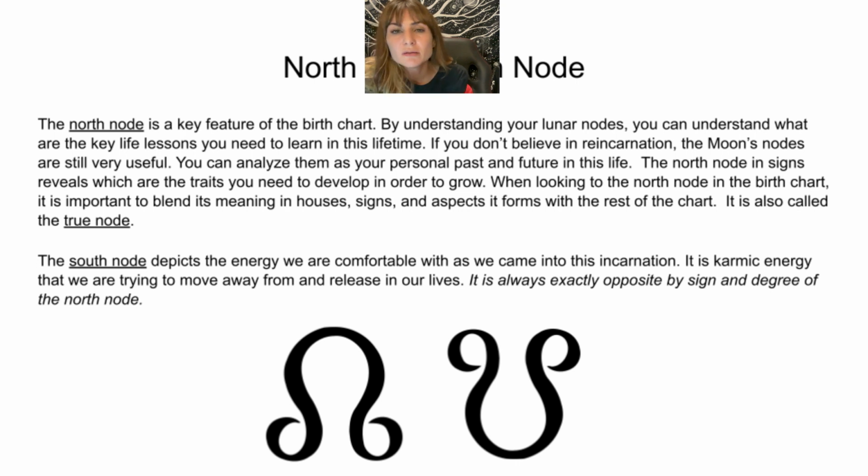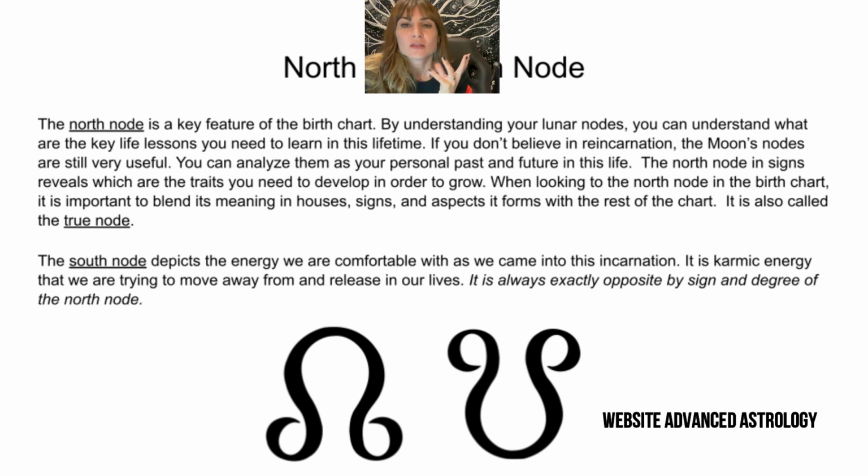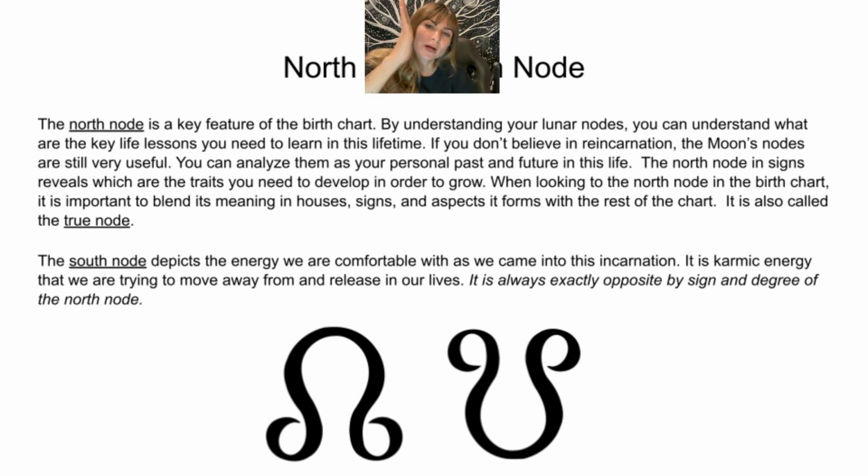We do want to pull in the meaning of the sign as well. I think an excellent website, and I'll throw it up here on the screen, is the Advanced Astrology website. It goes over north node, south node meanings. The north node and the south node are always directly opposite of one another. These are mathematical points of the moon. They're not real celestial objects. The north node is also called the true node. I believe that's how it pops up on astro.com.